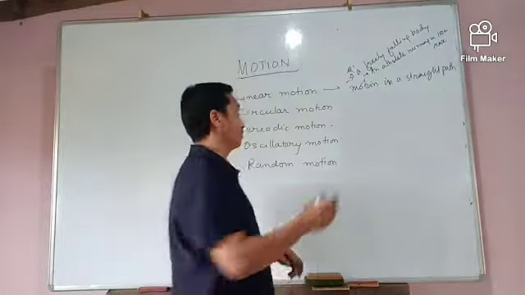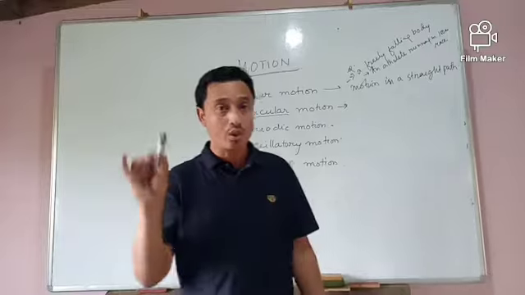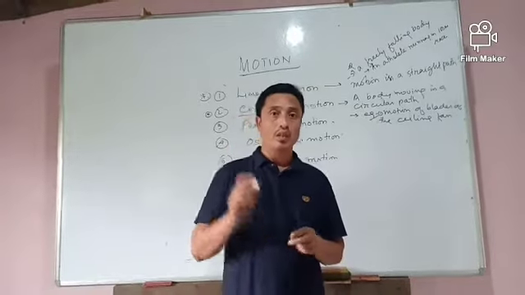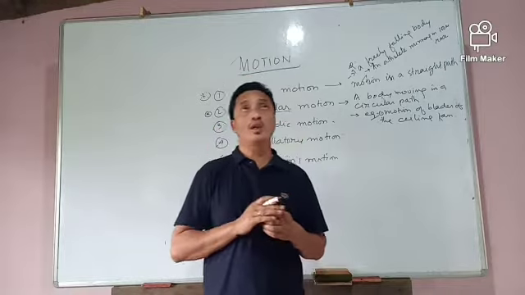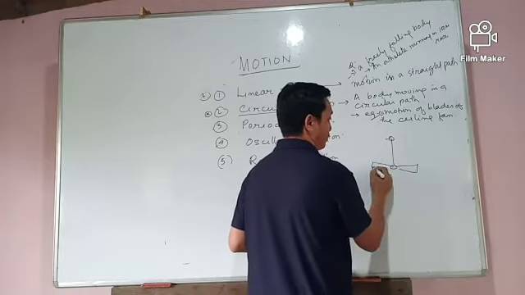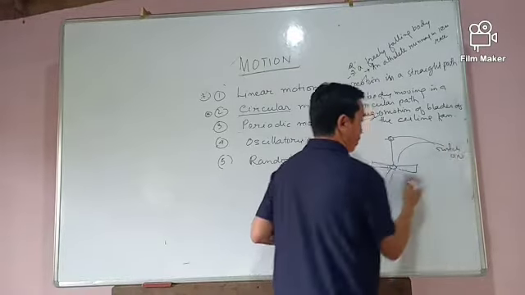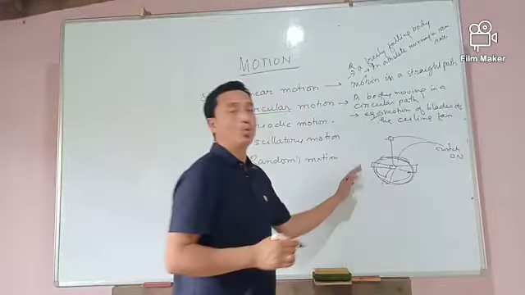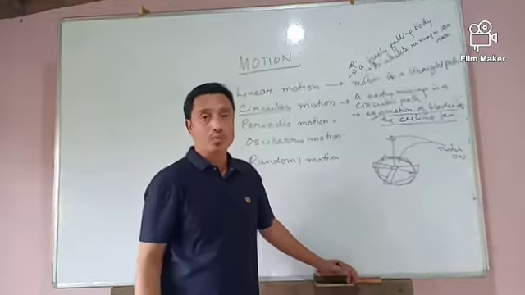Now comes circular motion. What is the meaning? Circular means circle, moving round and round. Circular motion is a body moving in a circular path again and again. If you look at a ceiling fan, when you switch it on, you will find that the blades are moving in a circular path. This is an example of circular motion.